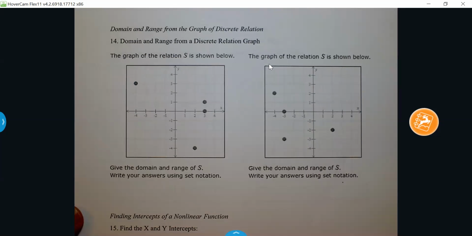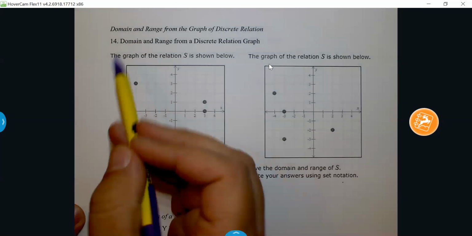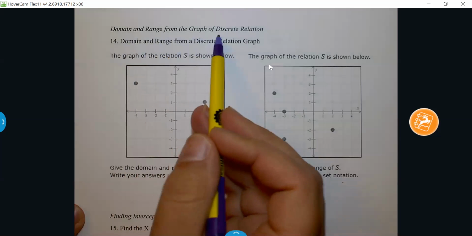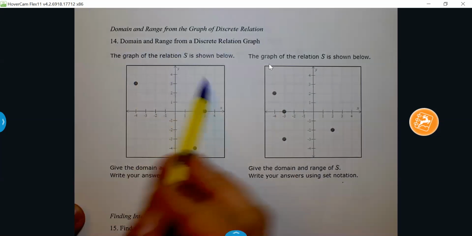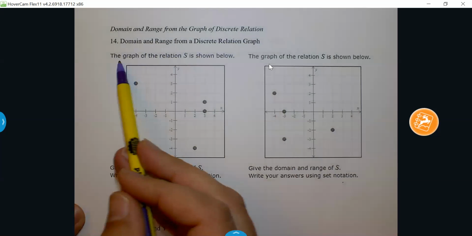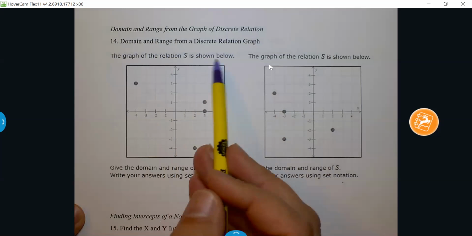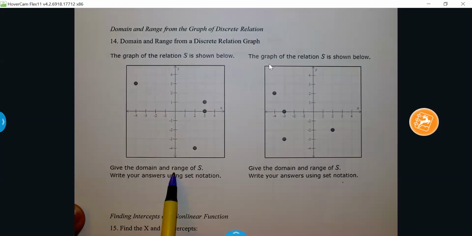Here we're talking about domain and range again. Domain and range from a graph of a discrete relation. So domain and range from this particular graph. It says the graph of the relation S is shown below. Give the domain and range of S. Write your answer using set notation.